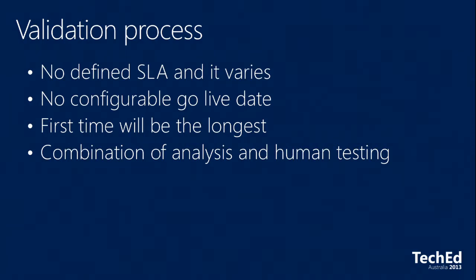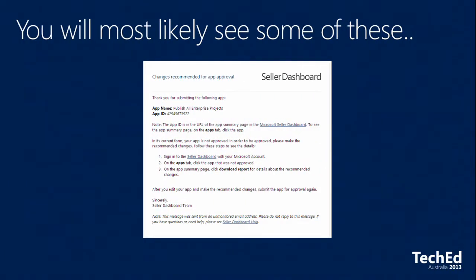The first time you do it will be the longest, and as we've already said, it's a combination of analysis and human testing, so make sure you've got those tester notes in there. So you will most likely see some of these. You get these nice little automated messages: unfortunately, your app has some recommended changes. And when you log in, you'll go to your seller dashboard, you'll see a report, and that report will show you what those changes are based on the validation policy and where it's failed.